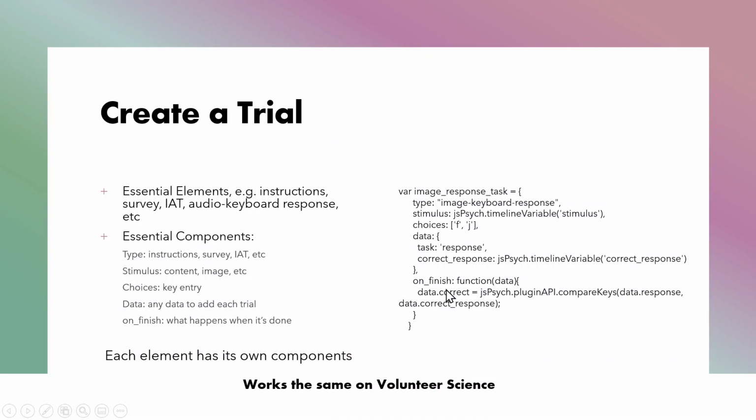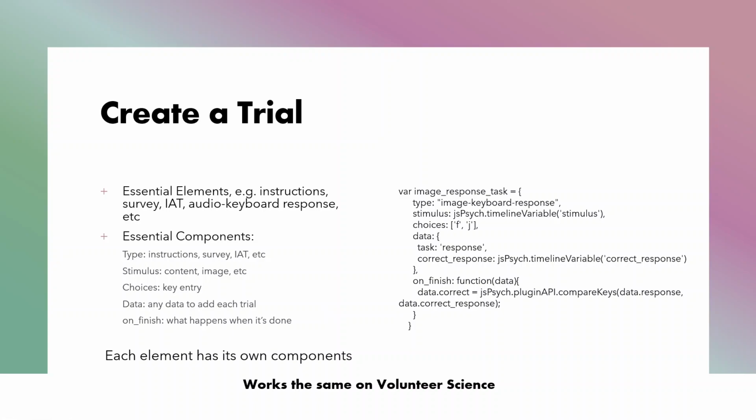So on finish, what happens when somebody finishes the task? We want to log whether they were correct. So this is what's happening here. On finish, we create a new function where we're adding to the data whether they were correct. So it's pulling in, let's see, another plugin API, using a plugin to compare whether the person's response, data.response, was the same as the correct response, what we're expecting.